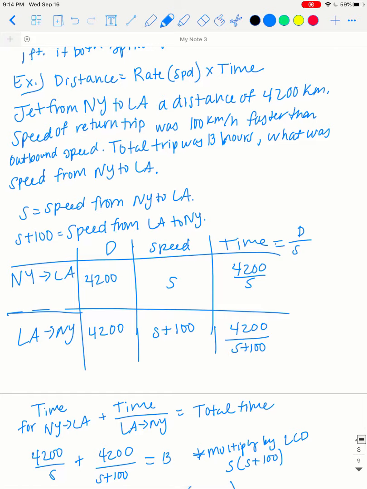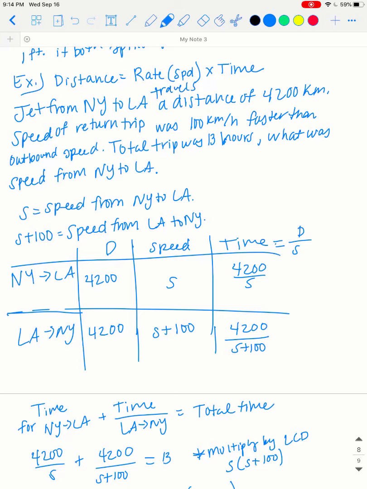Okay, here's distance equals rate times time. Rate is also known as speed. So a jet from New York to LA travels a distance of 4,200 kilometers. The speed of the return trip was 100 kilometers an hour faster than the outbound speed. The total trip was 13 hours. So we want to find what was the speed from New York to LA.